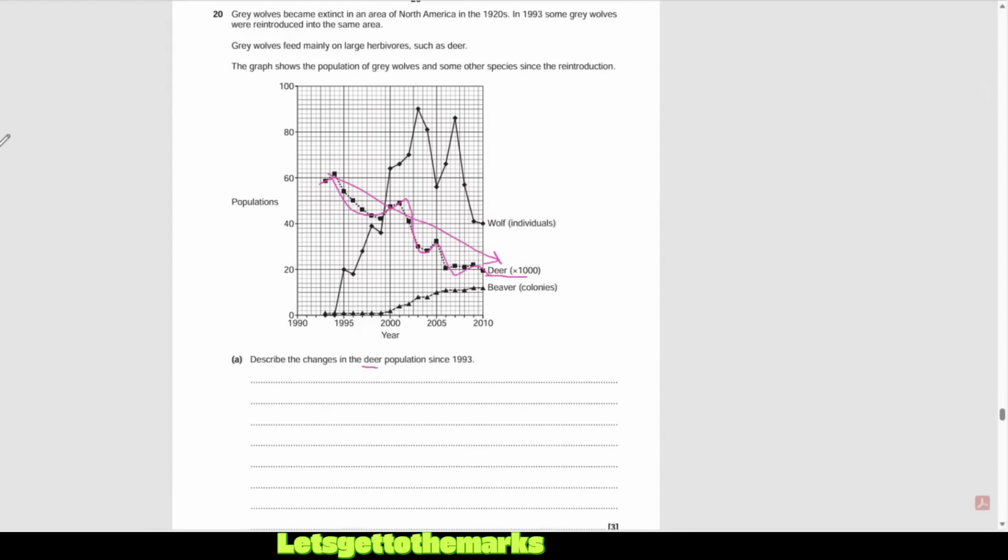There is an overall downward trend. So we want to say the general trend is a decrease over time. That's going to get us a mark for just describing the general trend. There's a decrease. Now we want to get a bit more nuanced.